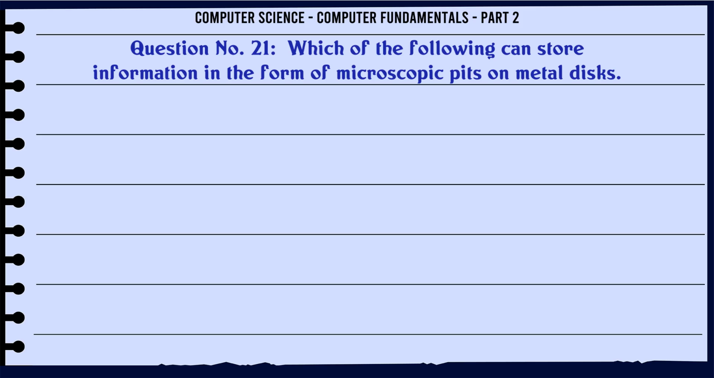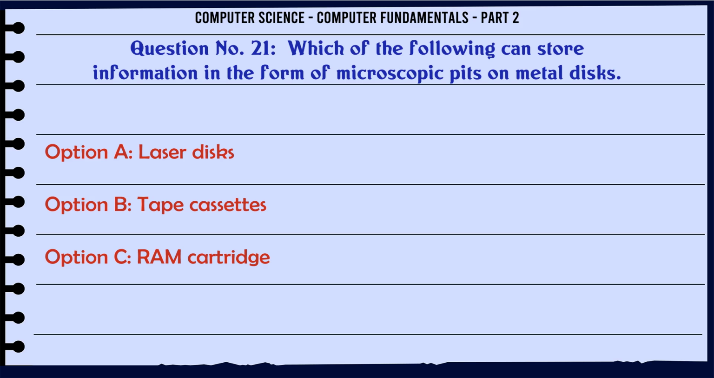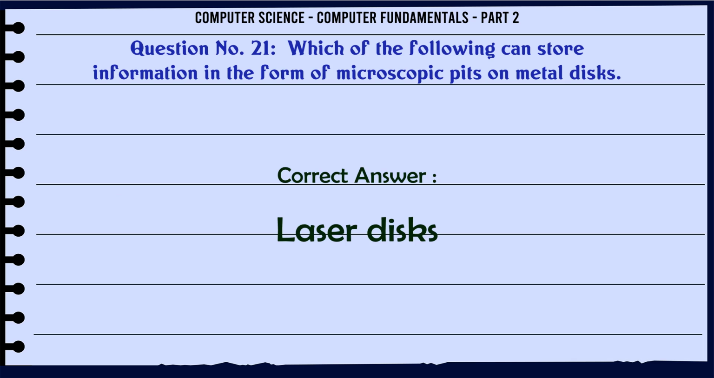Which of the following can store information in the form of microscopic bits on metal discs? A. Laser discs, B. Tape cassettes, C. RAM cartridge, D. Punched cards. The correct answer is laser discs.